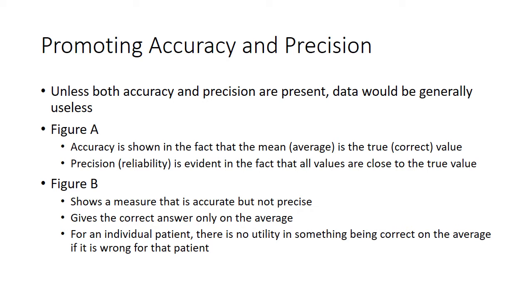You're going to find that when dealing with individual patients, there's not really a whole lot of utility in something that's correct on average if it's wrong for that particular patient. So if they're one of the ones that happens to have a value that's skewed one direction or the other, that's not going to be super useful, because again, you're dealing with a single patient, not an average of, say, 100 patients.